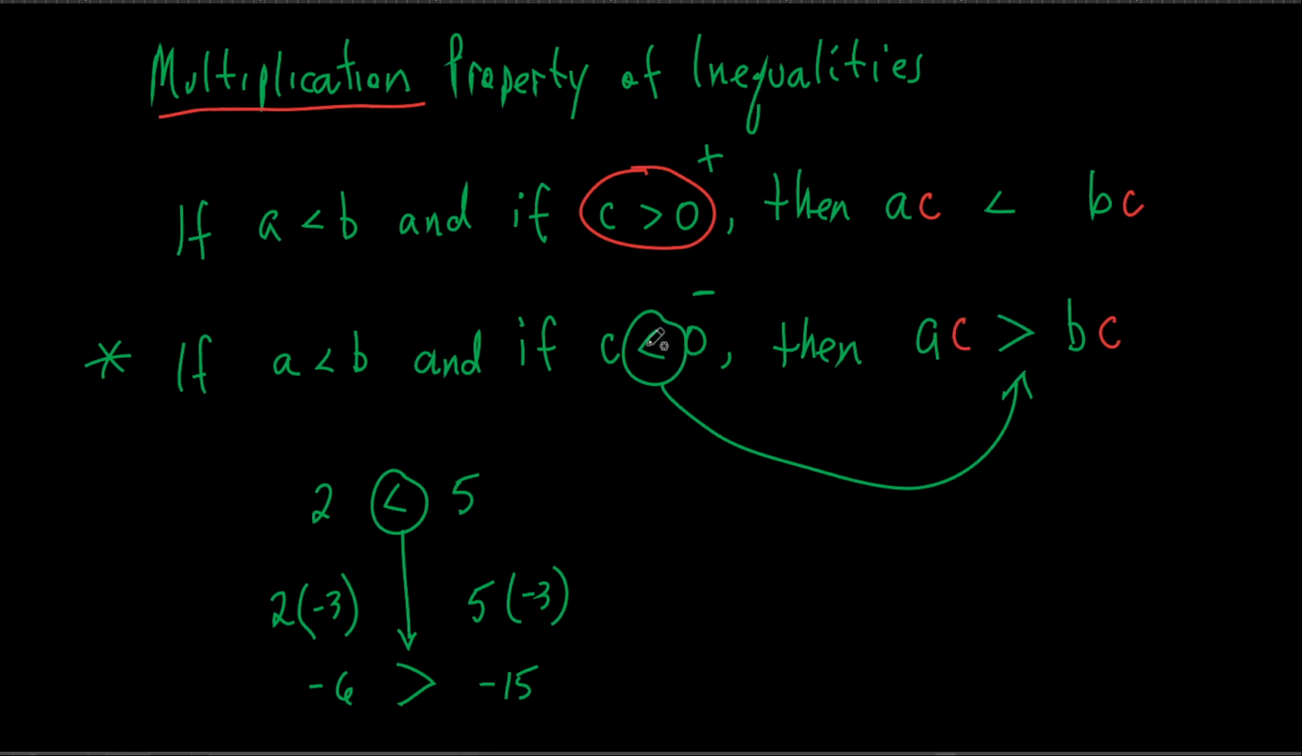But this is less than. It changed from a less than to a greater than. Why did it do that? Because I multiplied by a negative number. That's when that occurs. All right. I think I've repeated myself a lot on that one.